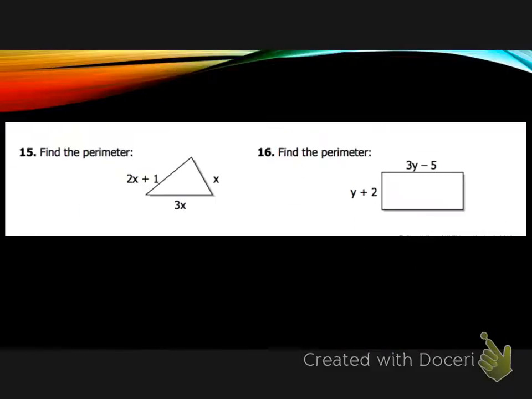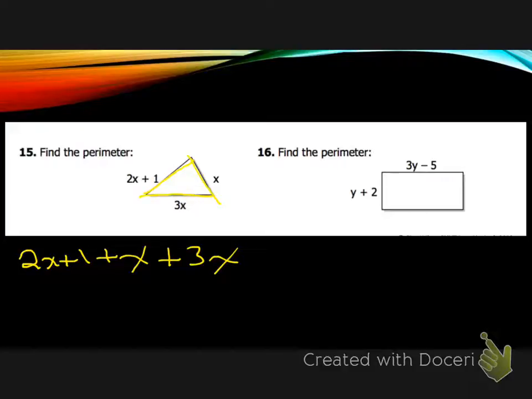So let's look at finding perimeter using some of this. If you're looking at this, remember, to find perimeter, all you have to do is add everything together. So I'm going to start here. I got 2x plus 1, that's this side, plus x, because that's that side, plus 3x, which is that side.